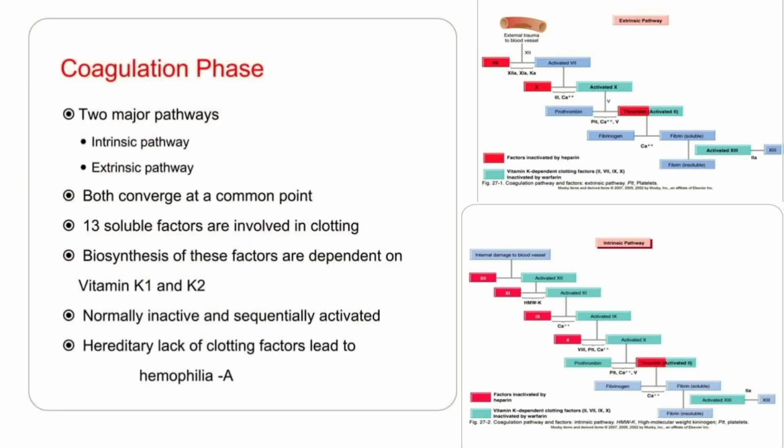Then coagulation phase. There are two major pathways. That means first is intrinsic pathway and second is extrinsic pathway. Here are the two pathways in which blood clots. There are 13 soluble factors involved in the clotting process. These anticoagulants act on these factors, break down the coagulation pathway and prevent coagulation.